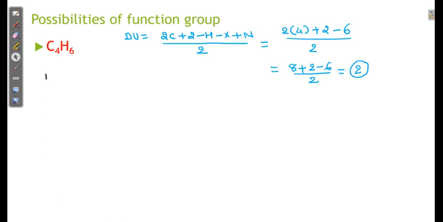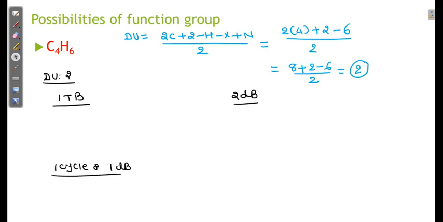So for DU 2, the possibilities are: 1 triple bond. Then we have 2 double bonds. Then we have 1 double bond and 1 ring, 1 cycle. Then we have 2 rings or cycles, whatever you want to say. So these are the possibilities. Let us try to draw the structures for these.